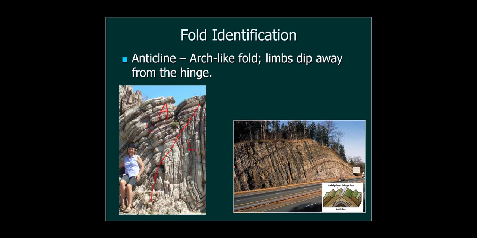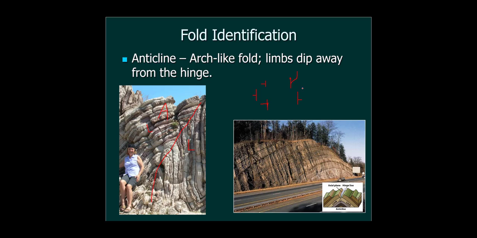If I was looking down on this on a map and I wanted to draw strike and dip symbols for an anticline, the strike is running like this, and the rock is dipping away. Pretend that's dipping away. I need a longer line of strike, dipping away. So this is what anticlines look like on a map.